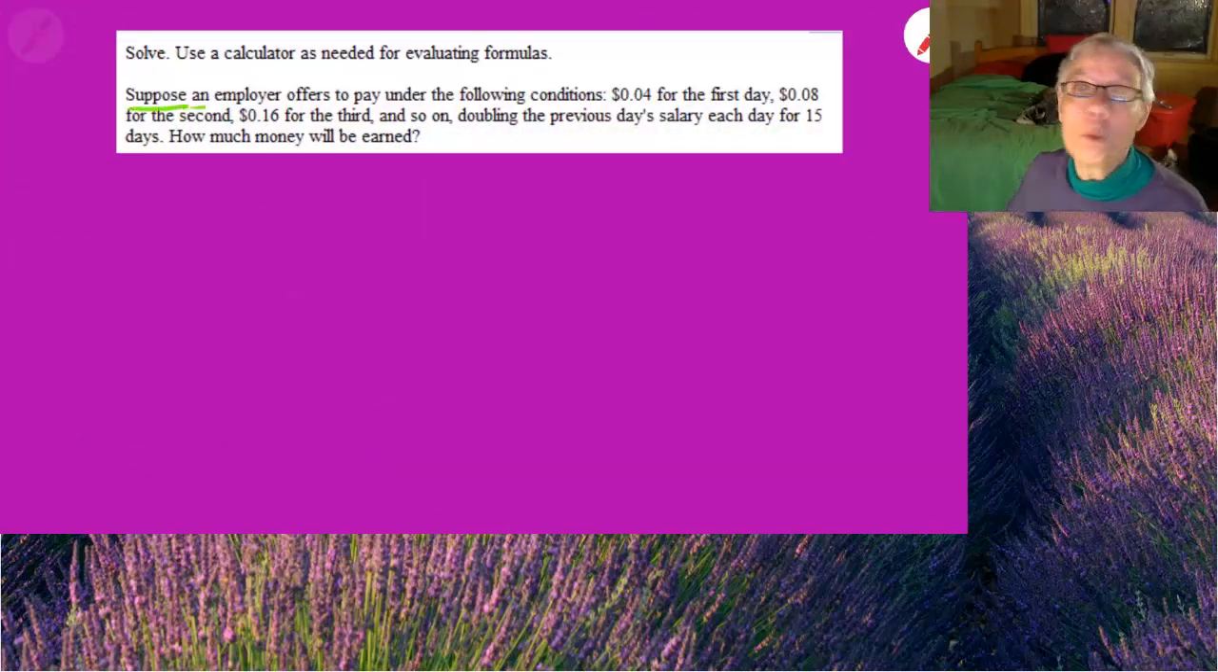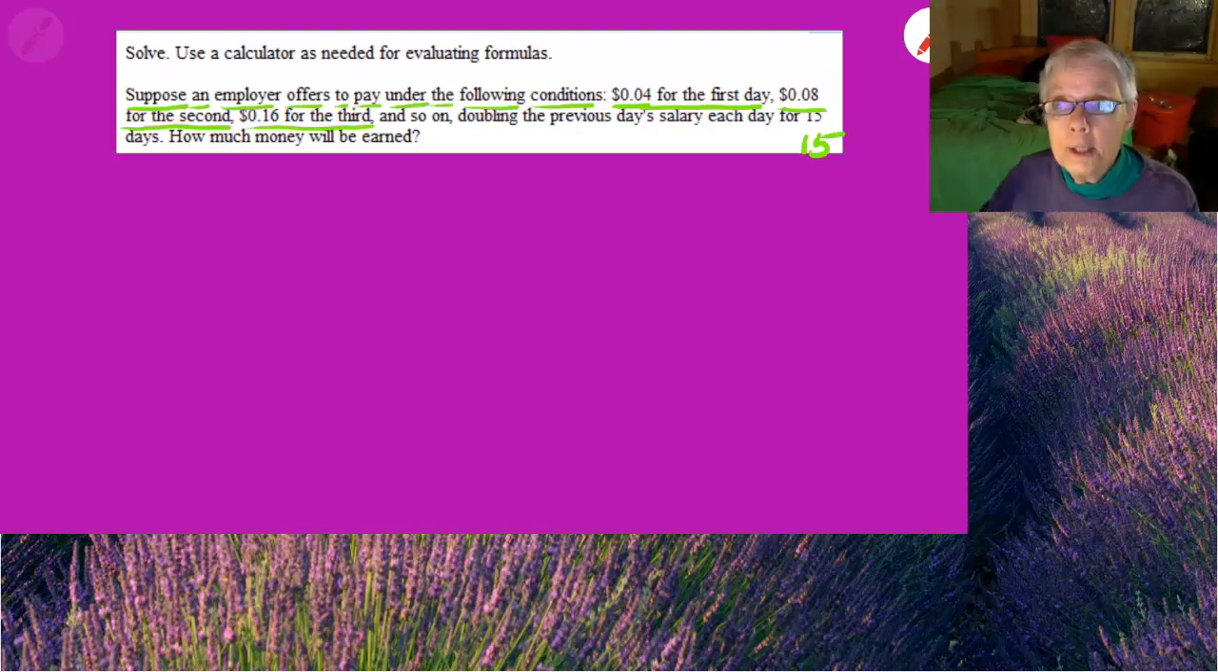All right, now we have a word problem. Let's try this. Suppose an employer offers to pay under the following conditions: 4 cents for the first day, 8 cents for the second day, 16 cents for the third day, and so on, always doubling the previous day's salary each day for 15 days. How much money will be earned?